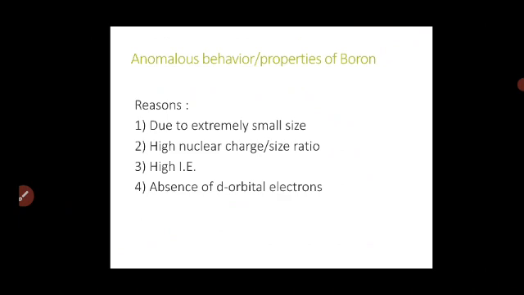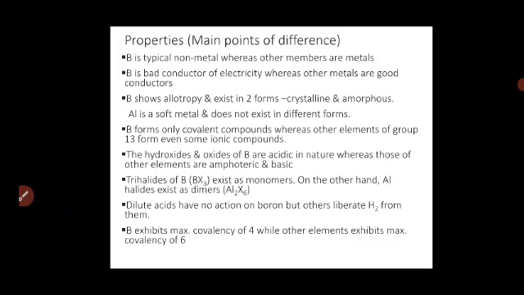Similarly, high ionization enthalpy. So these are the 4 reasons. Because of these 4 reasons, boron shows different properties than that of the remaining elements in that group. Now let us see which are the properties in which boron differs.